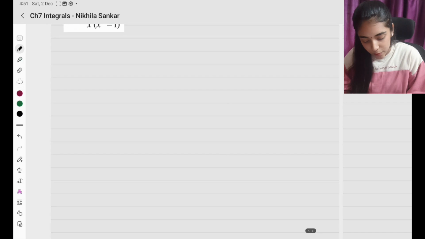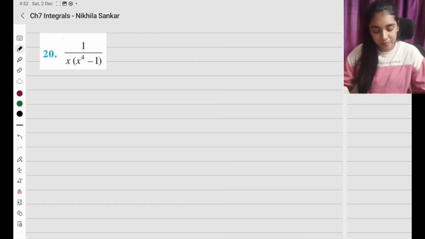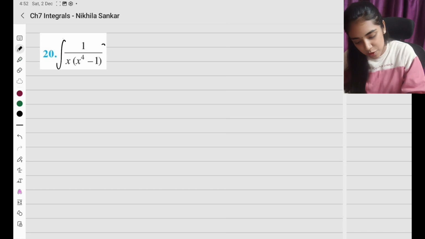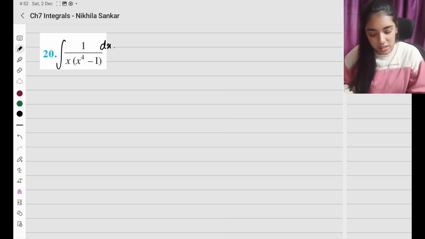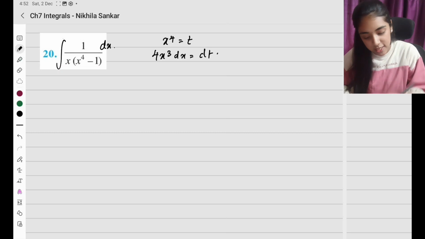Now, I have 1 by x times x power 4 minus 1. So, I can use the substitution method. It will be much easier. So, let's see what happens. I have x power 4 to be t. So, 4x cube dx equals dt. So, I'll substitute this. We'll see what happens.